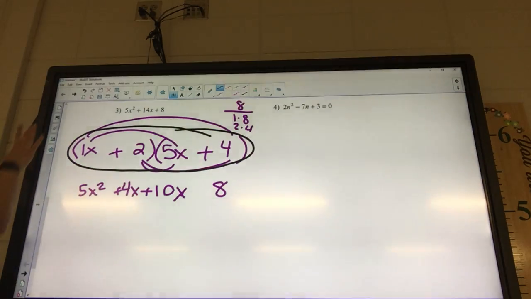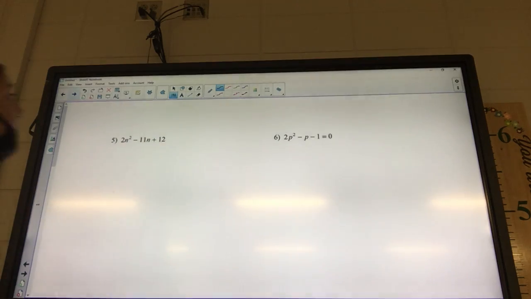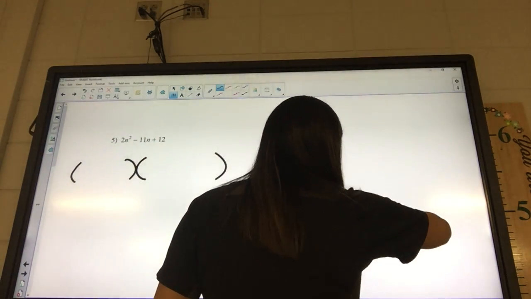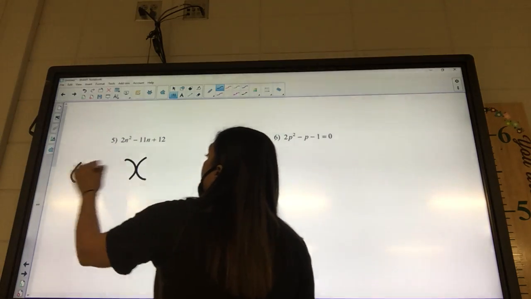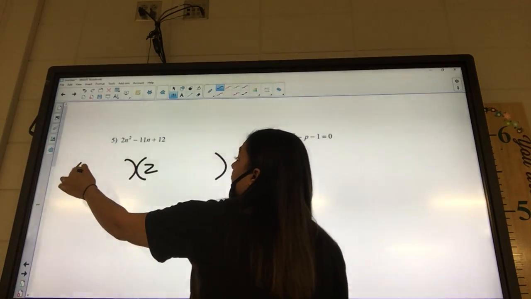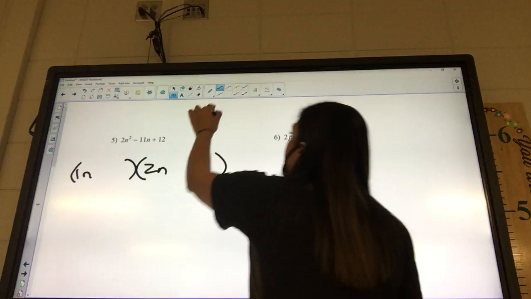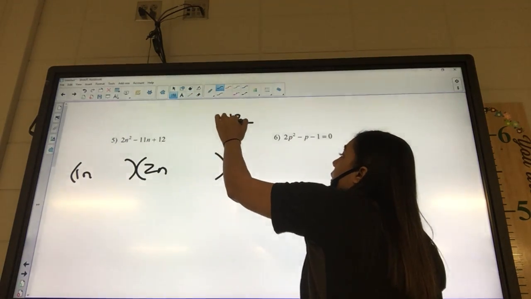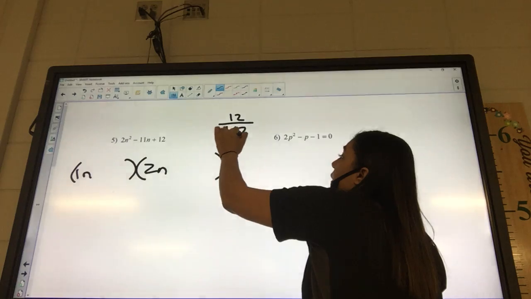Can I scroll? Yeah. Okay, look at 5. Draw your parentheses. And what can you fill in? 1, 2. 1, 2, and the ends and an n. And we need to find some factors of what number? 12. So 1 and 12, 2 and 6.